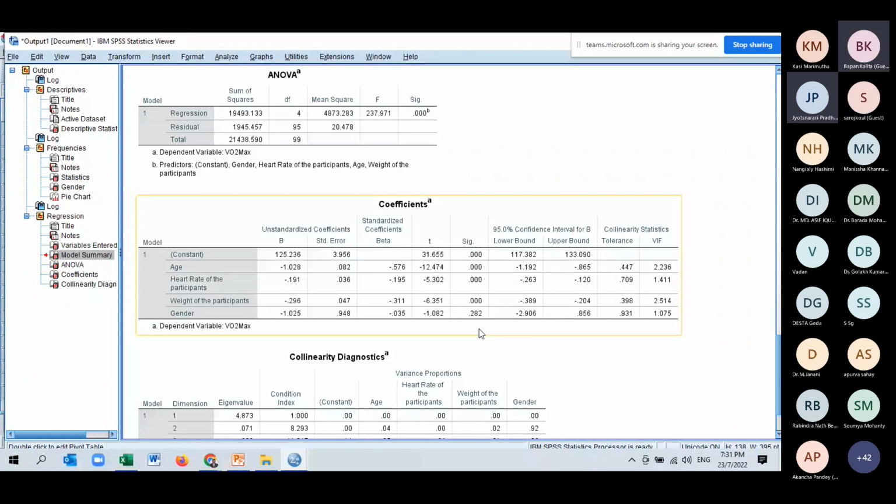In this, the data which I have presented in the PowerPoint has a slight difference, I missed the file name. Look here. So all these variables are significant. Age significantly influences, heart rate significantly influences, weight of the participant significantly influences, but gender does not. Maybe you can remove gender from the multiple regression. Gender does not show that between male and female there is a difference in terms of VO2 max.